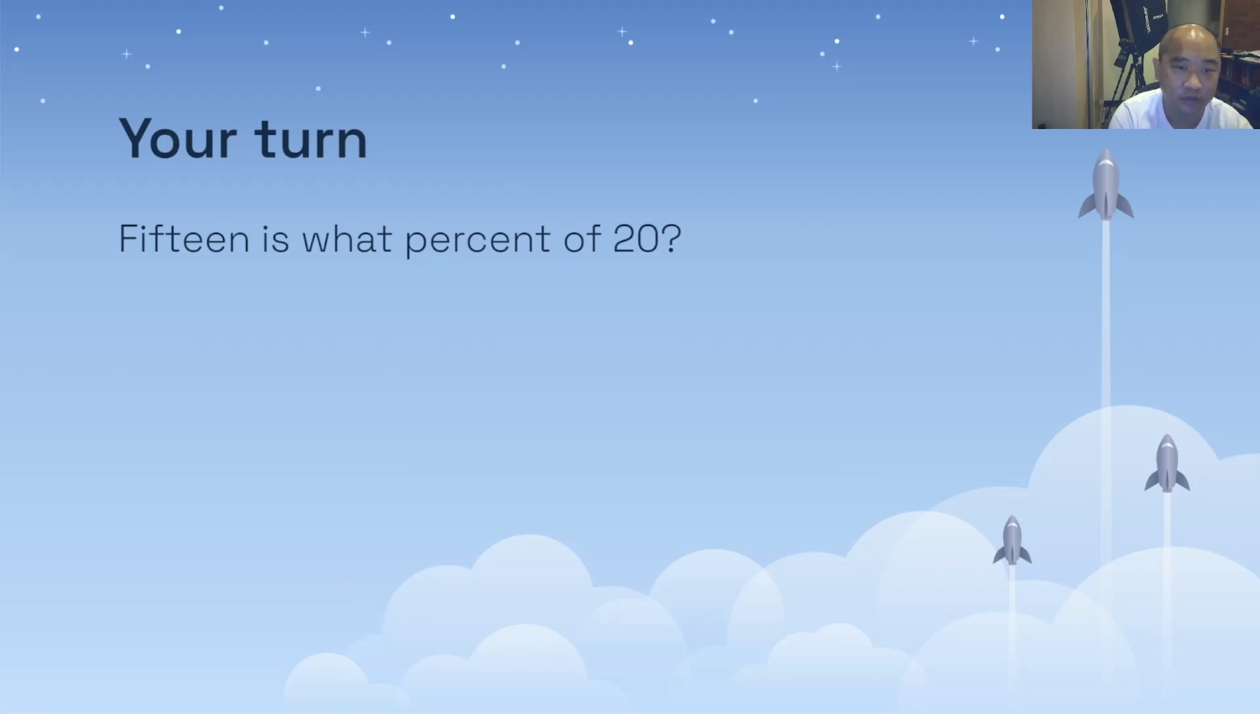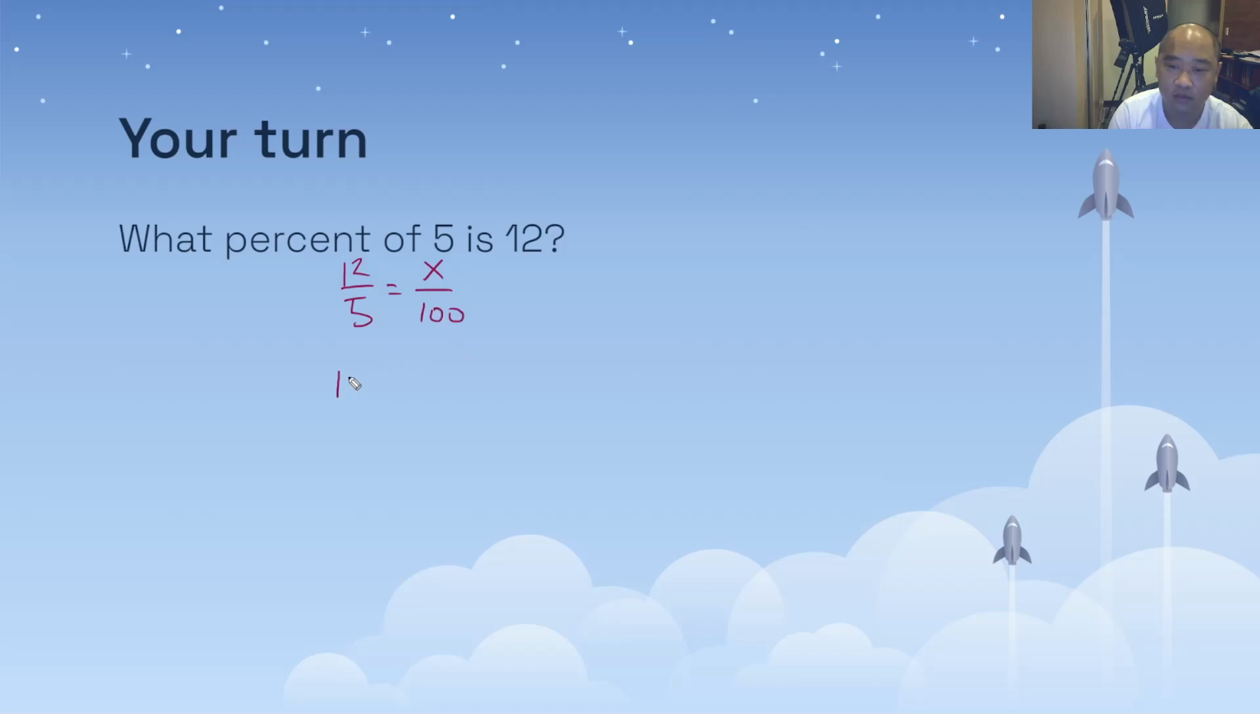Your turn again. I'm going to do these a little bit faster now. What percent of 5 is 12? So that's 1200 equals 5x. 1200 divided by 5 is 240. So that's 240%.